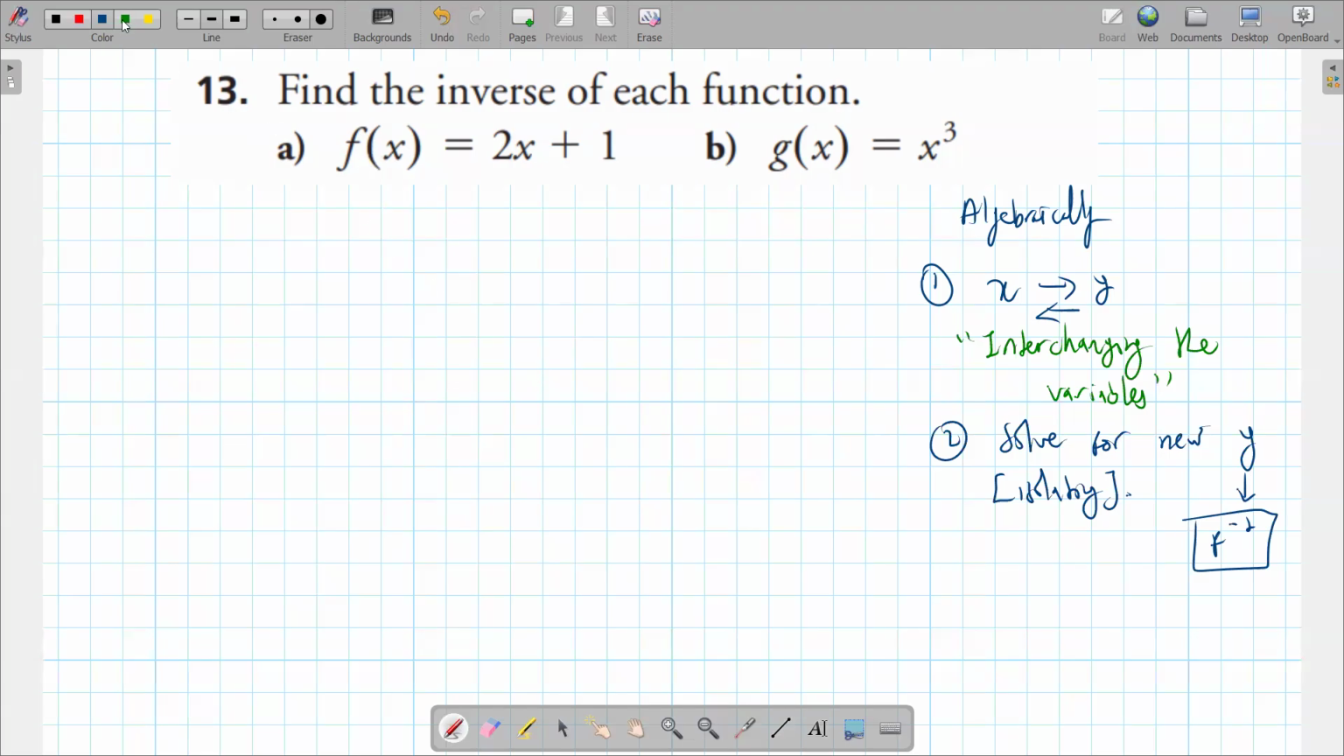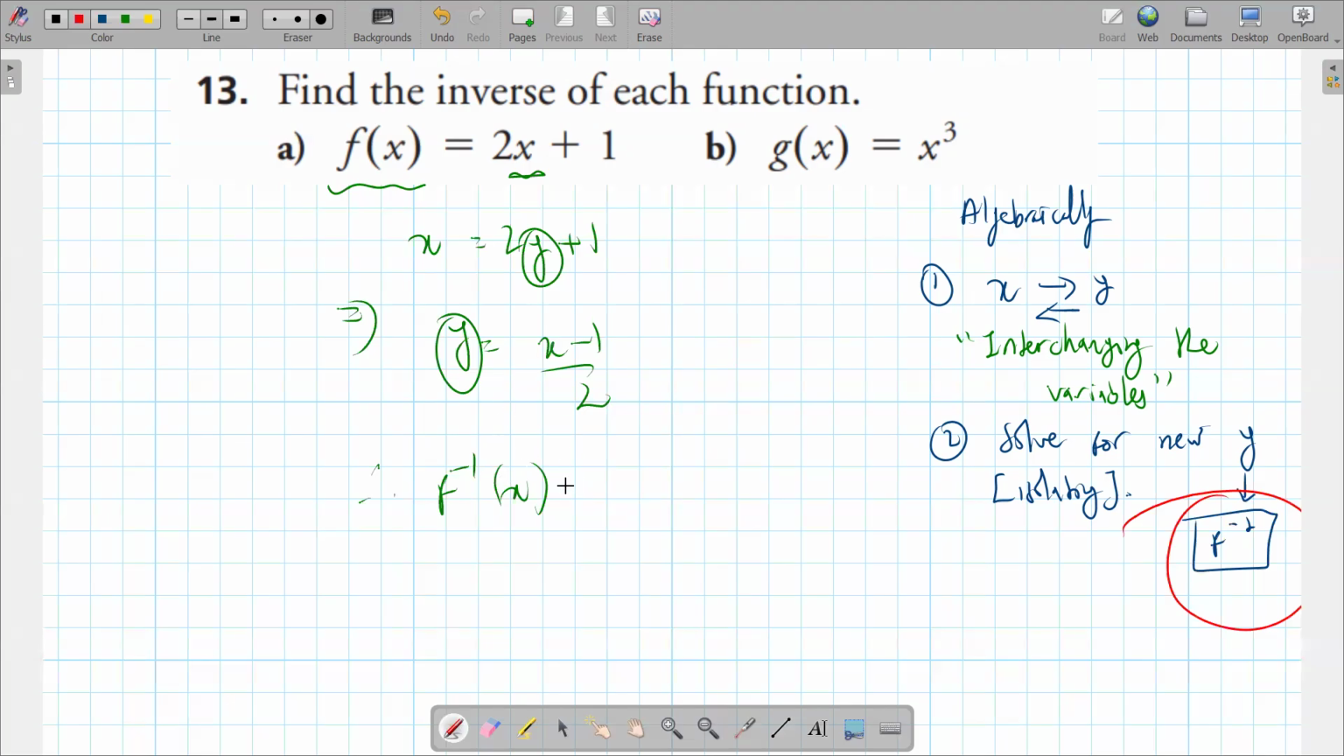So let's do A. So this is your y, this is your x. That x becomes y, that y becomes x. How do we solve this for y? You subtract 1 and divide by 2. Yes, so therefore f inverse of x. Remember this, the new y is f inverse of x. So f inverse of x equals (x minus 1) over 2. Final answer done. Easy peasy.